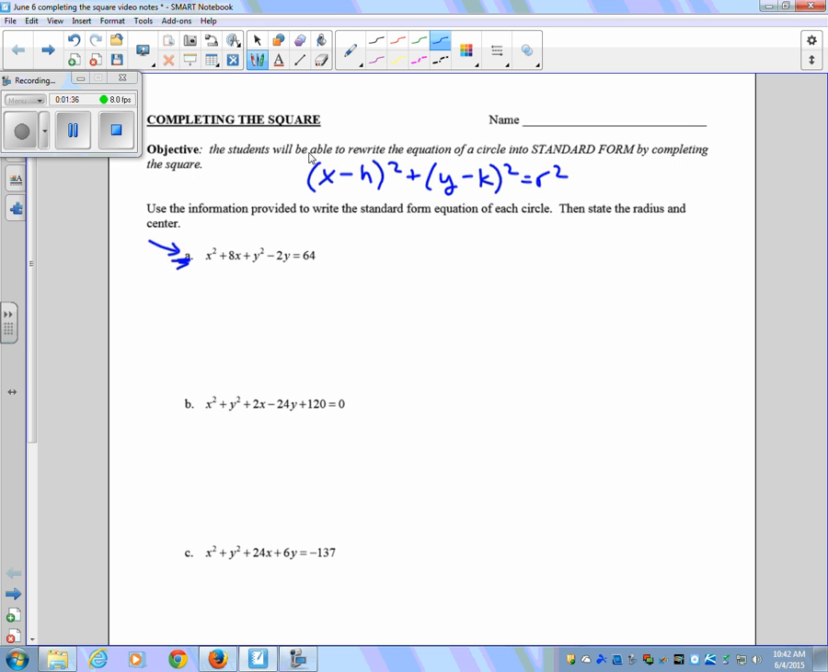Okay, so the best way to learn how to do this is to just practice a few problems together. What we want to end up with here, standard form, is going to look like this: x and then something squared plus y and then something squared equals, then we're going to have an r squared. So what we want to do is look at all the x terms here, and we're going to rewrite them: x squared plus 8x, and then leave a blank.